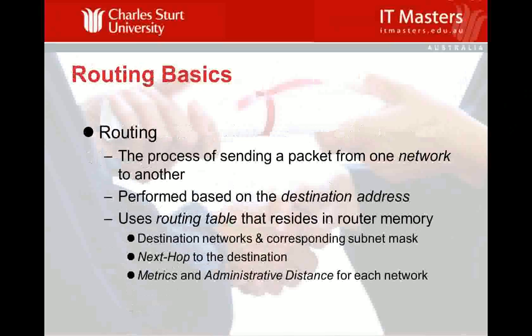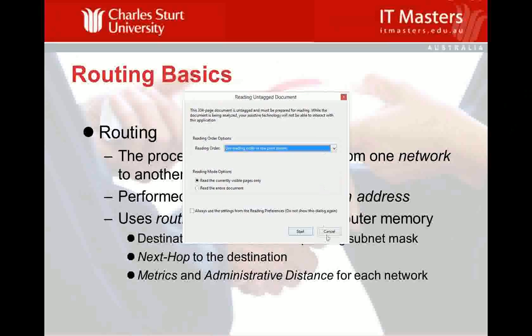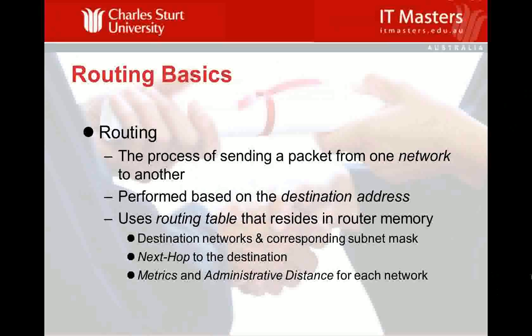So routing is basically the process, and that's a PDF warning. Basically, routing is the process of sending a packet of information from one network to another network. Routes are usually based on the destination network, if you remember, and not the destination host. Although we can have host routes, they're only used in rare circumstances. So usually routing is based on the actual destination network.